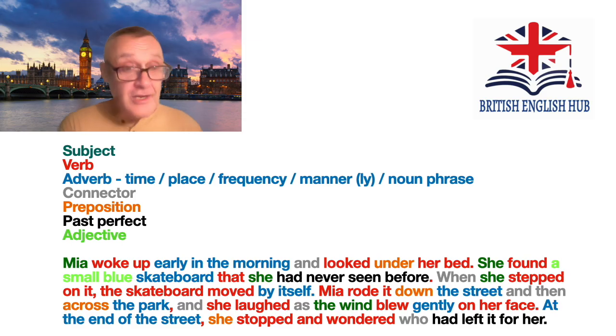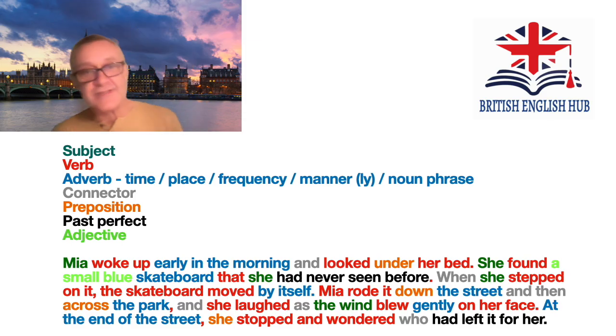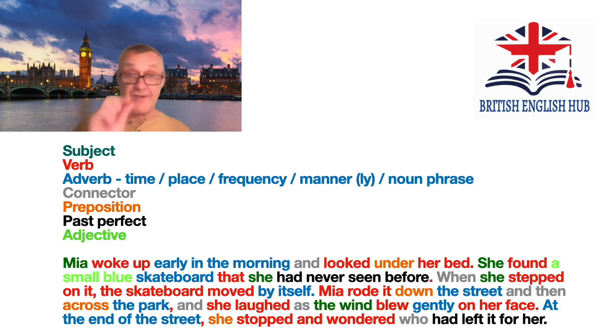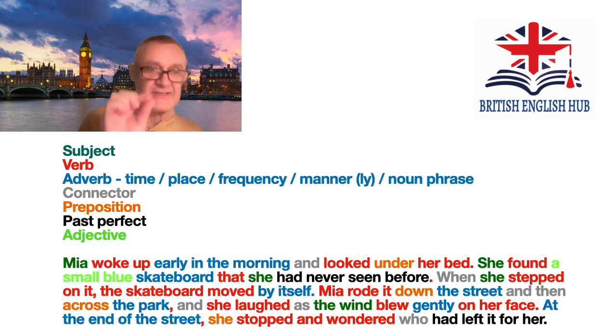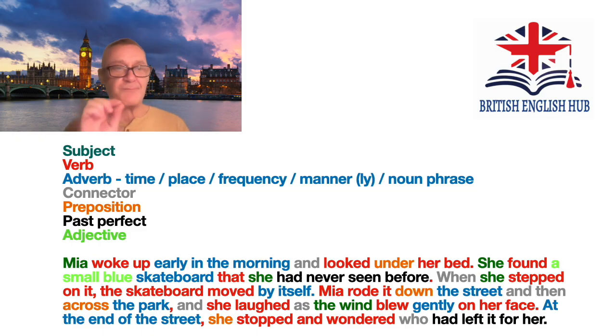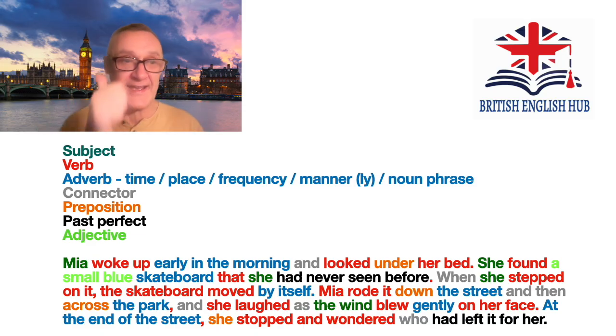And now I've color coded everything. As you can see, subject, verb, adverb, time, place, frequency, manner, which is adjective plus ly, remember, noun phrase, and then connectors, prepositions, past perfect, adjectives, everything has been color coded. That is what I have come up with. Perhaps you have come up with something different. That is a big, good one.